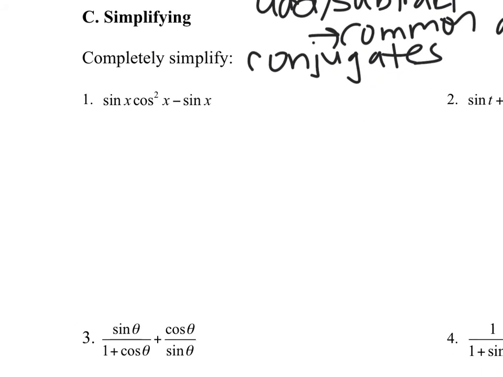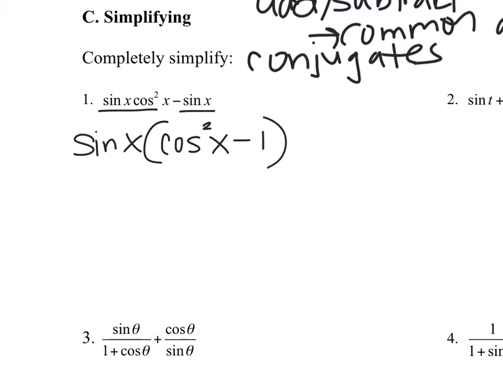Here we go. So when you look at this problem, you have sine x times cosine squared x minus sine x. So what we're going to do is there are 2 terms here, and we're going to factor sine x to the front. Okay? So I factor out a sine x, and I'm left with cosine squared x minus 1. Is everyone okay with that? Yes. Took the sine x, factored it to the front.